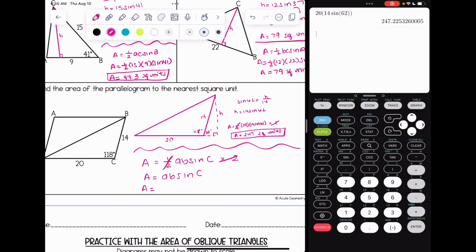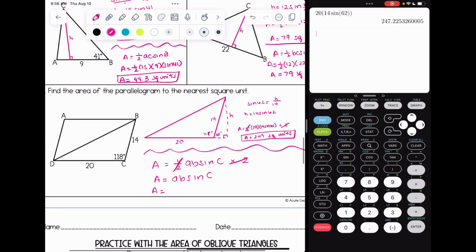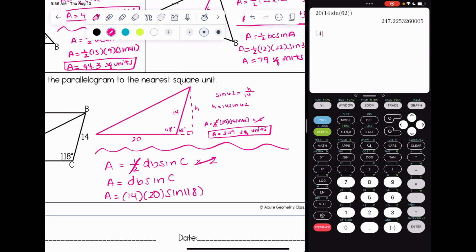A is going to, in this case, be one of the sides we're looking at. In this problem, if you really want to look at it, we really have DBC. So I'm going to use 14 in here. Right, so I'll make this a D just so we can look at triangle DBC. And then sine of C is sine 118. All right, putting that in our calculator, you're going to see we're going to get the same answer in a moment. So 14 times 20 times the sine of 118 will give us our equivalent answer of 247 square units.